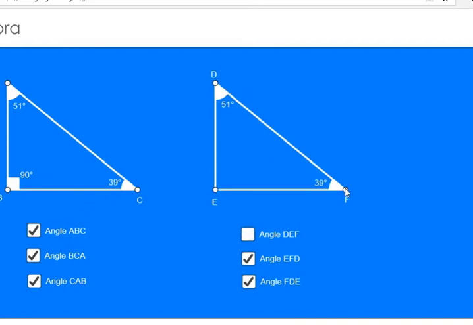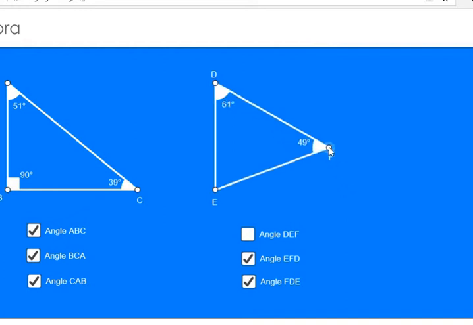What if I make this angle 60 and I attempt to make this other angle 60. What's this final angle going to be? Pause the video and in your light blue book, work out what this final angle is. Okay, this final angle is going to be 60 degrees.